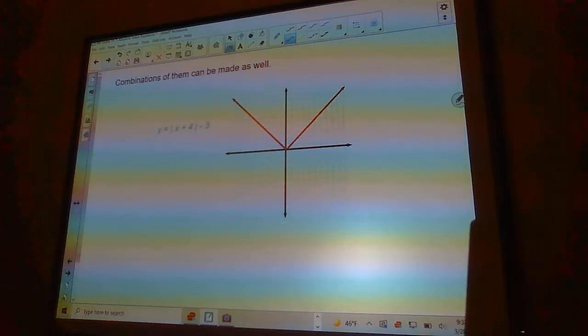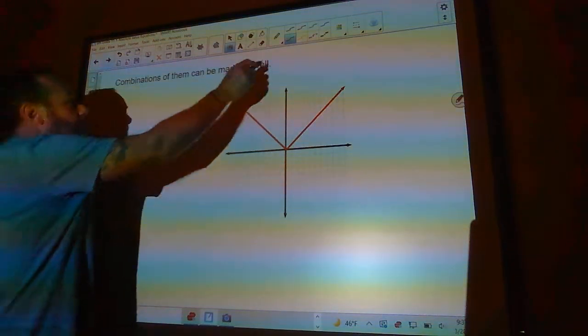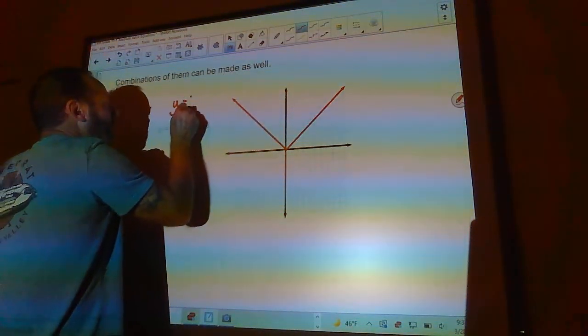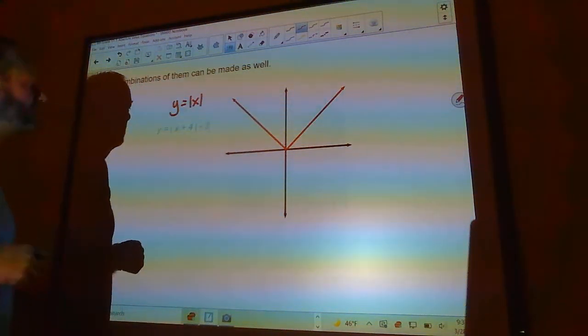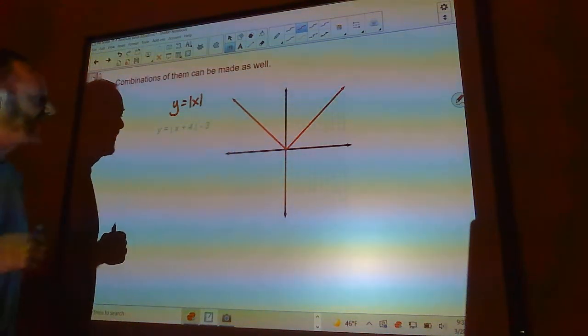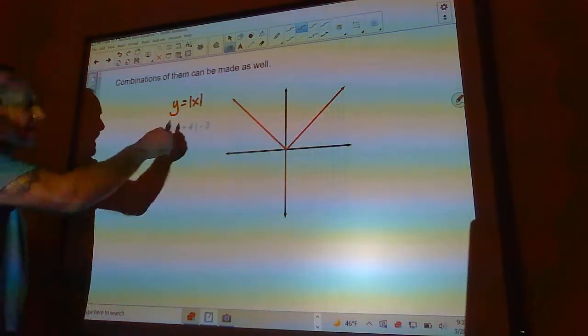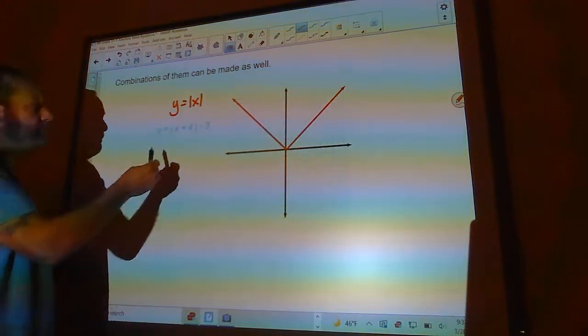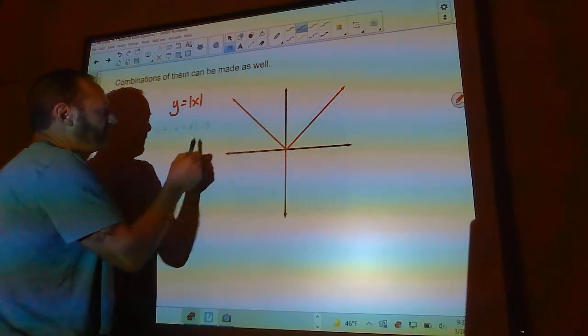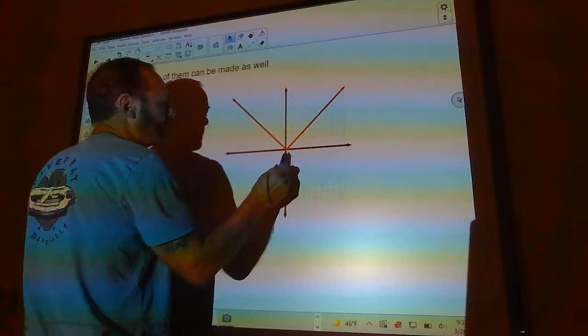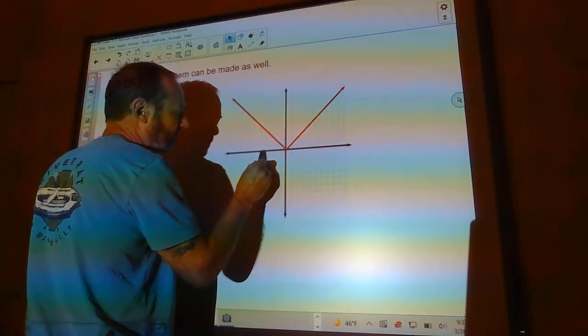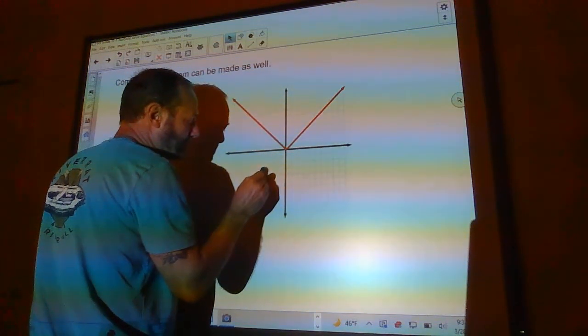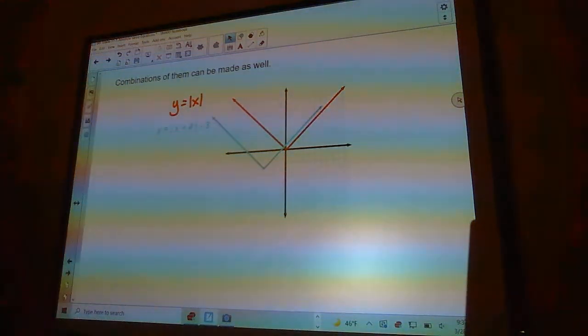Now I can do combinations of them. So here's my absolute value of x in red. Well, what would happen if I graphed the absolute value of x plus 4, minus 3? Well, this would move it 4 to the left and 3 down. So 4 to the left, 1, 2, 3, 4, and 3 down, 1, 2, 3, right there. There's my graph.